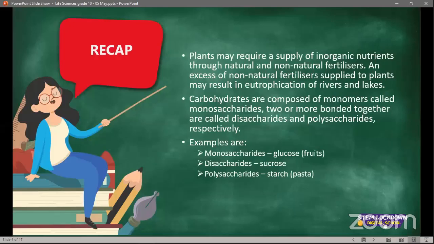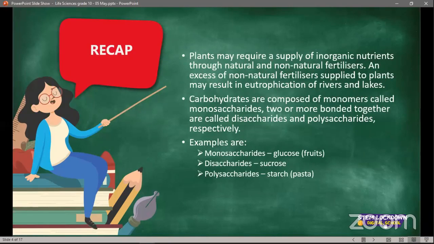Just to quickly recap, yesterday we started off with organic compounds and we ended the inorganic compounds part. We talked about fertilizers, the need for fertilizers in plants. We said that plants may require a supply of inorganic nutrients through natural and non-natural fertilizers. An excess of non-natural fertilizers supplied to plants may result in the process called eutrophication of rivers and lakes.